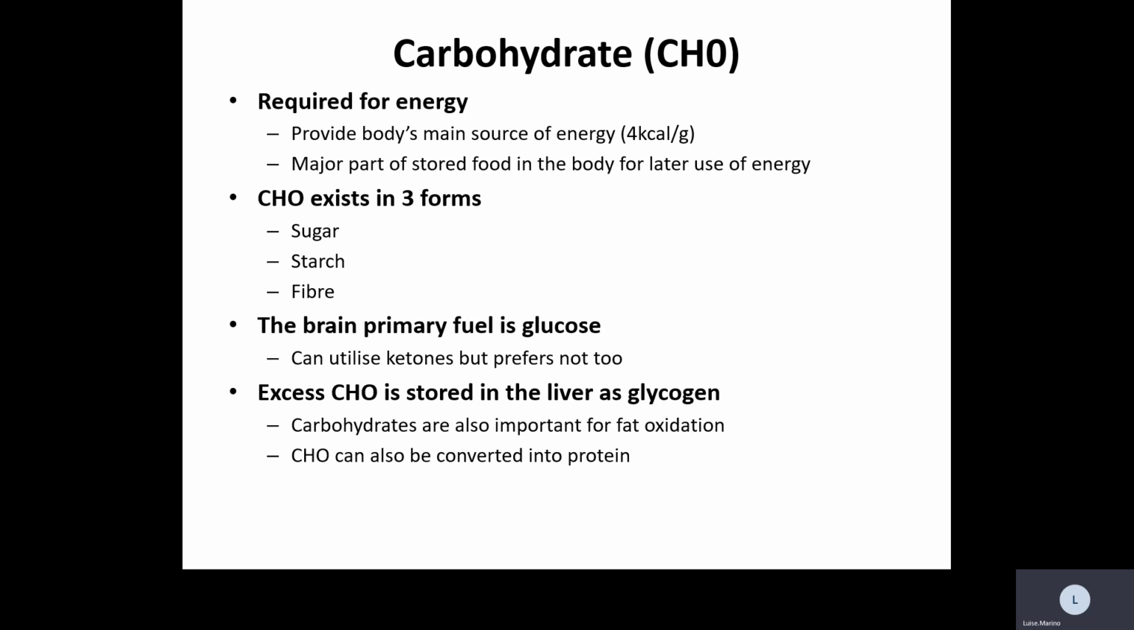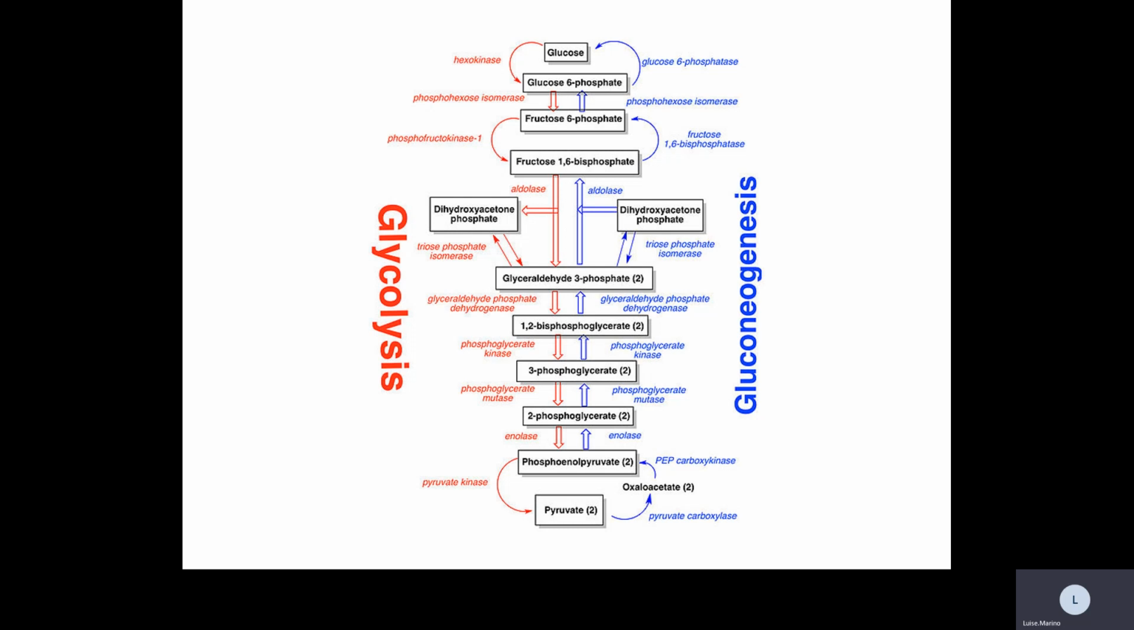So excess carbohydrate, as I said, is stored in the liver as glycogen. Carbohydrates are also important for fat oxidation, and carbohydrate can also be converted into protein and vice versa. So this is a very complex schema, which I'm not intending to go through, but this just indicates the gluconeogenic and glycolytic pathway of glucose. So obviously when glycogen is stored in the liver, it can then be broken down by glycolysis back into glucose, which is then used, and the gluconeogenic pathway can also be used for glucose into protein and vice versa.